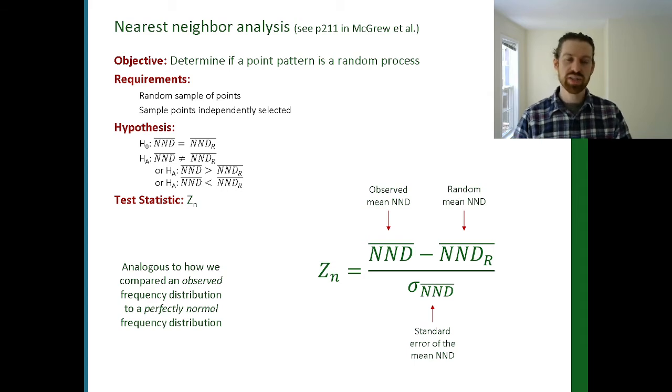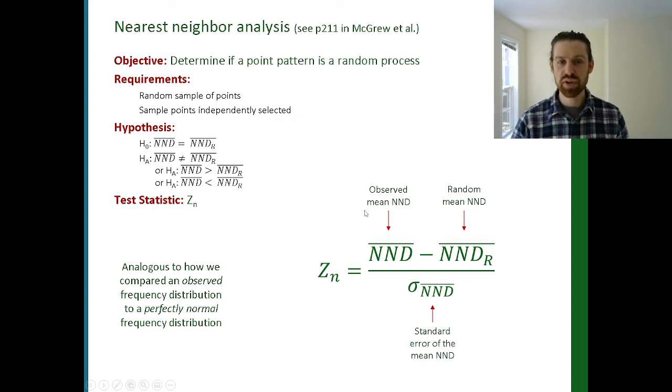And essentially then we'll have a set of hypotheses, and these are going to be, in the null hypothesis case, that the mean nearest neighbour distance is going to be equal to the nearest neighbour distance that was based on the random mean.